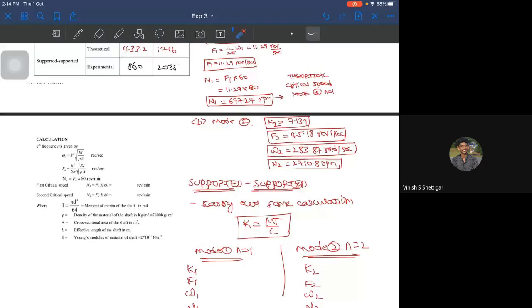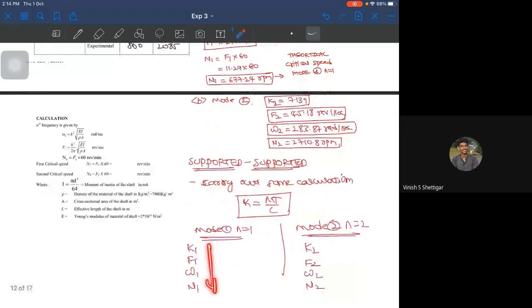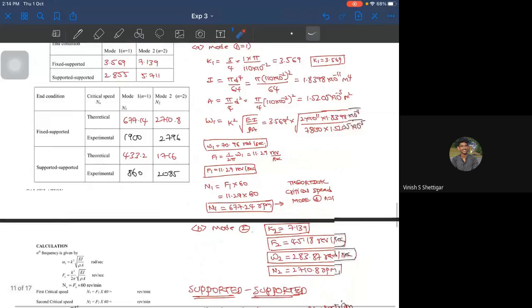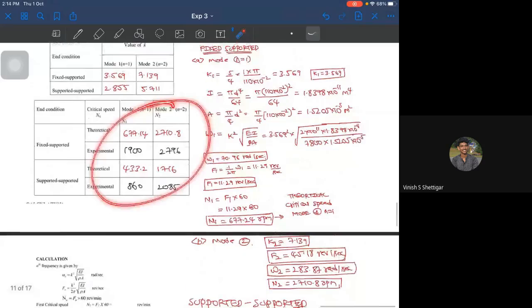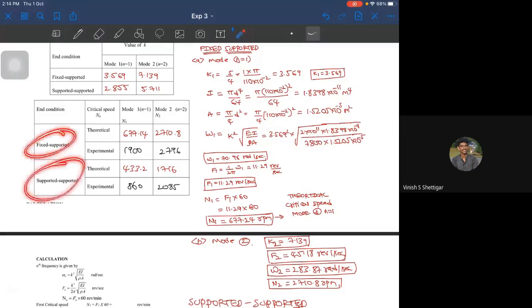Similarly, you can calculate and reach the critical speed using the same calculations for both mode 1 and mode 2. And this is about the experiment. Finally, list out all the results, both theoretical and experimental, for both the end conditions, fixed-supported and supported-supported. That ends your experiment, guys. Any doubts here?